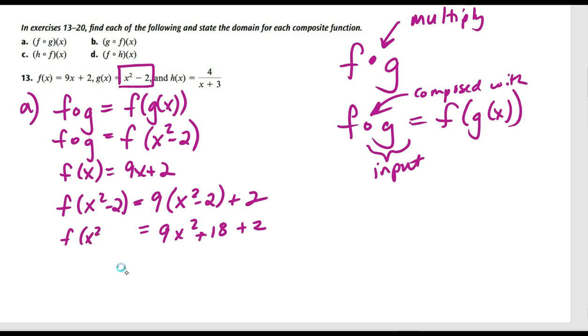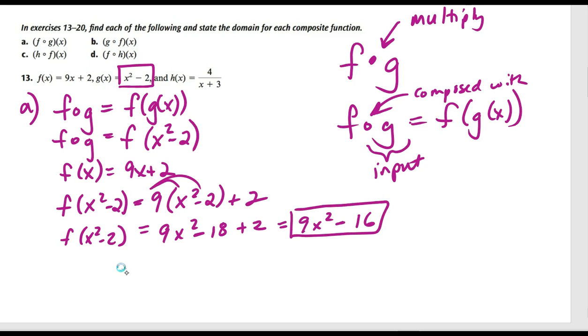So the function f of g of x squared minus 2 will be 9x squared plus 20. Oh, I think I made a mistake here. Let's fix that. I should have distributed that and made it a minus. So it's going to be 9x squared minus 16. That looks better.